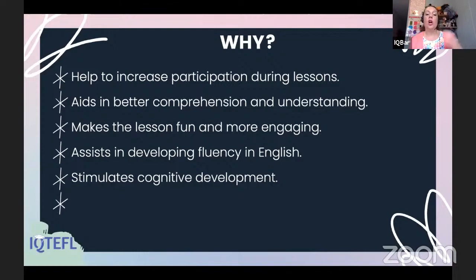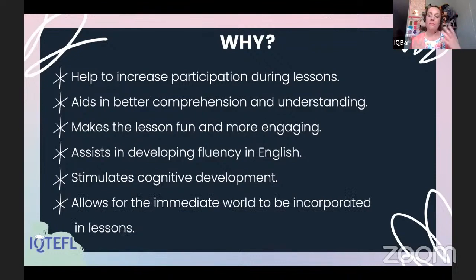It stimulates cognitive development. So when we learn, we learn in a variety of different ways. We can learn by listening, we can learn by doing, but visual learning is highly effective. And to really be able to help our students, we need to be able to touch all of those areas because every student learns differently. So by using visual things, we're really helping that brain to start to develop and learn with the topic that we're doing.